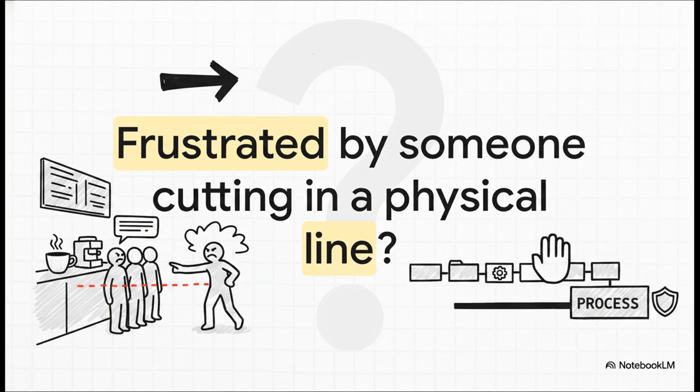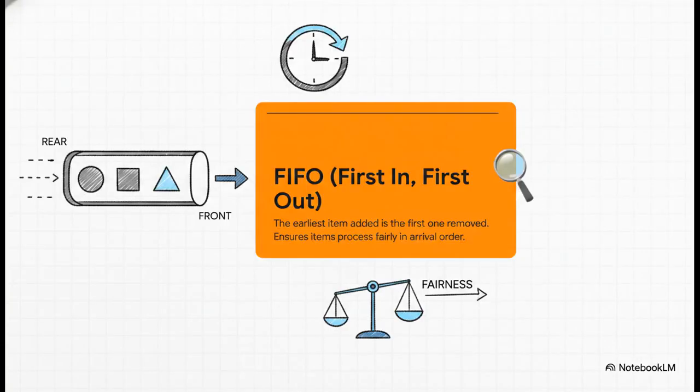Well, believe it or not, in computer science, a queue exists to prevent exactly that kind of digital line cutting. It's basically the ultimate enforcer of fairness. And that leads us perfectly into our formal definition. A queue is a data collection that strictly, and I mean strictly, follows the FIFO rule. FIFO, first in, first out.